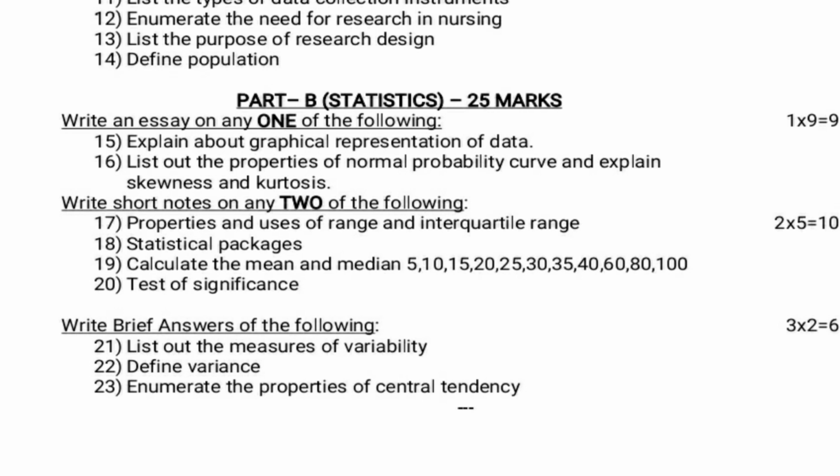Write brief answers of the following. That is 2 marks. 3 questions they will be giving, and you have to answer all 3. 21st question, list out the measures of variability. 22nd question, define variance. 23rd question, enumerate the properties of central tendency.